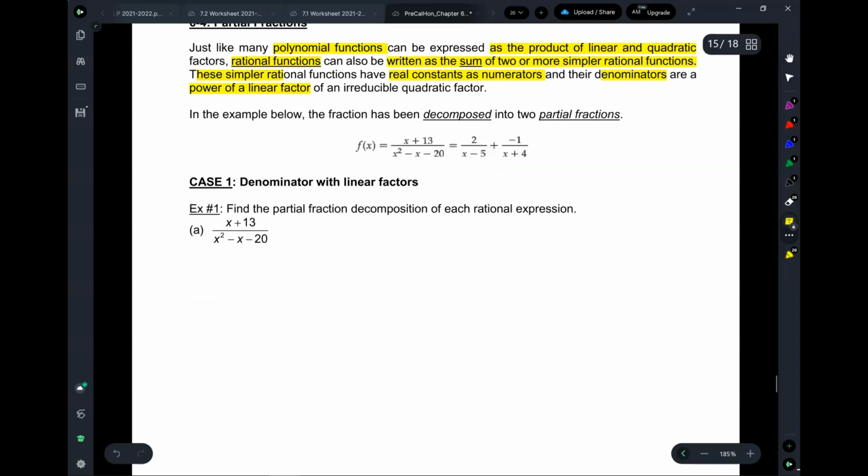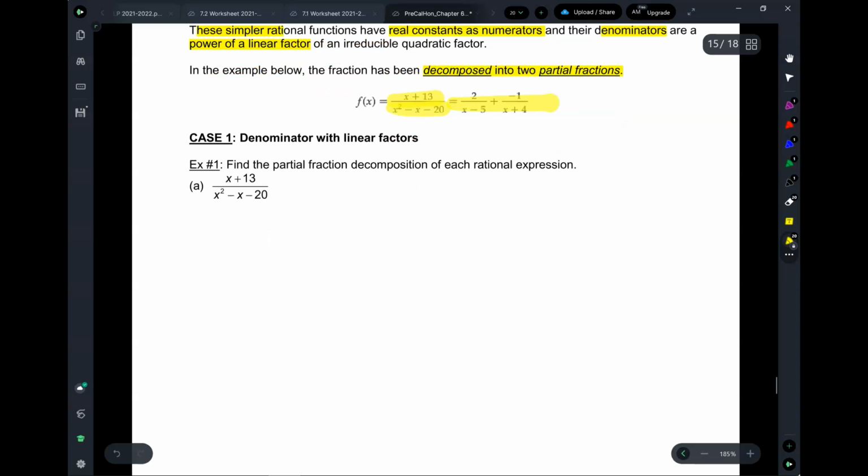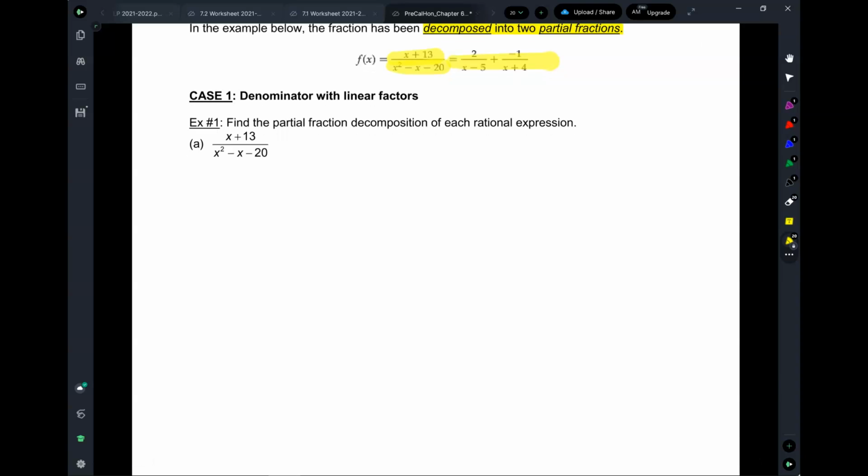So, take a look here. We have this fraction, and what we've done to this is we've decomposed it into two partial fractions, as you can see right there. All right? And those two fractions, when you add them up, you get the initial one. Okay. So the first one we're actually going to solve is that example right there. Now, there are three cases we're going to be looking at. Case one is if you have a denominator with linear factors.